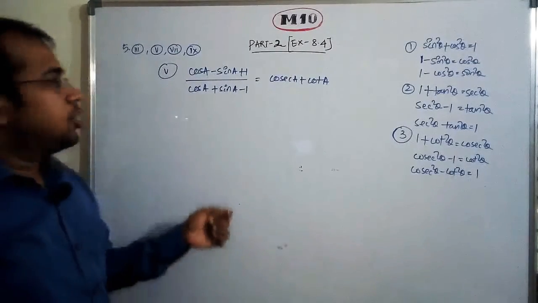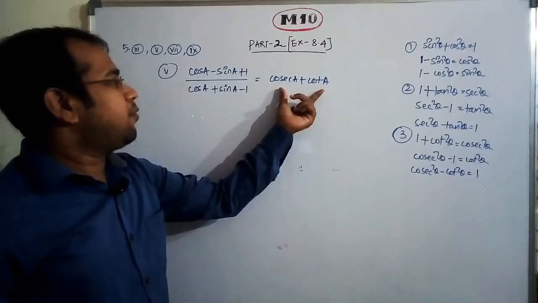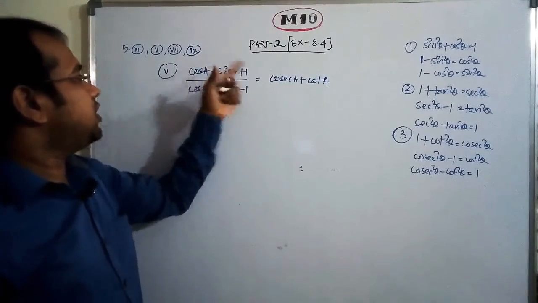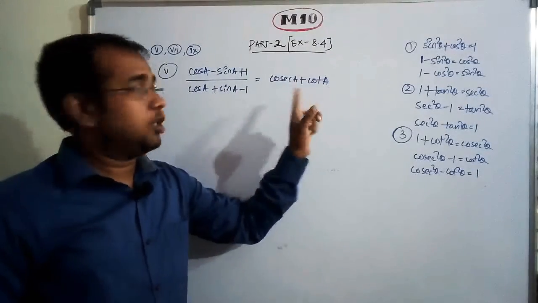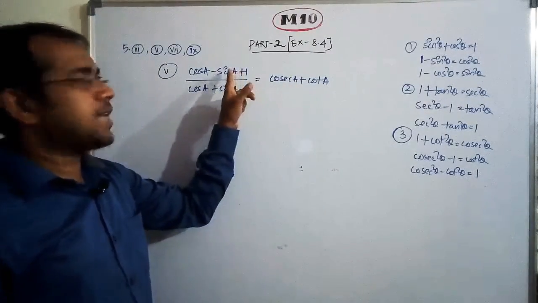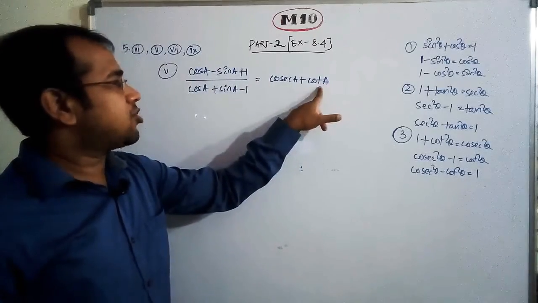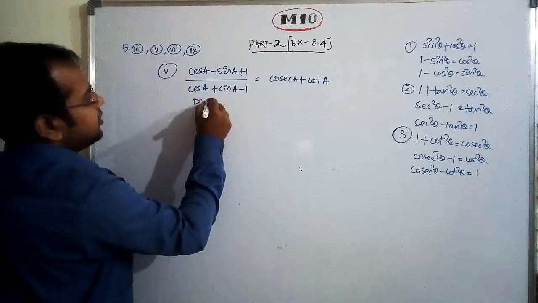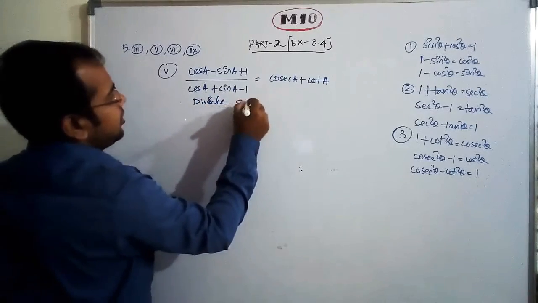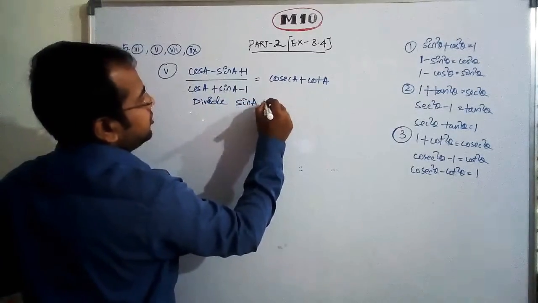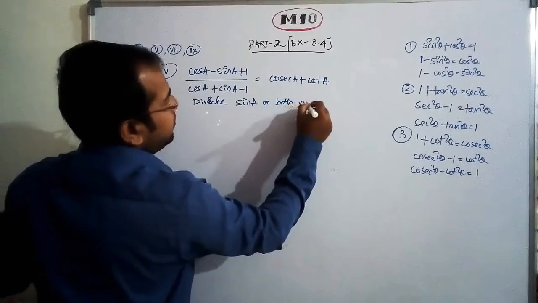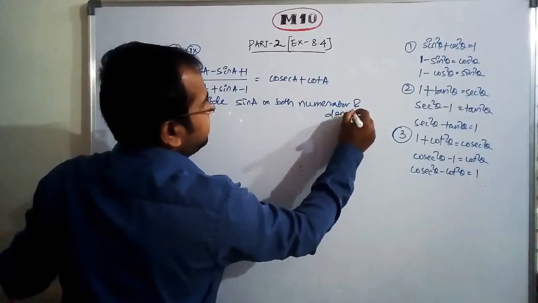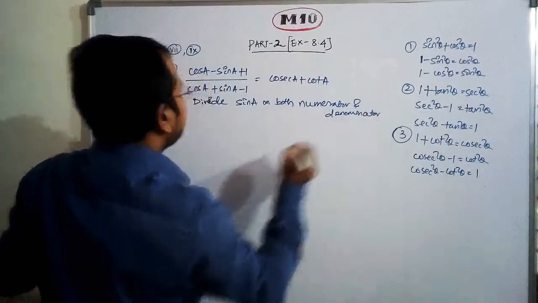Now see here. On the right hand side, you have cosec A and cot A. So let us first of all convert these terms into cosec and cot. What is cosec? It is nothing but 1 by sine. And what is cot? This is cos by sine. So let us divide sine A on both numerator and denominator. So what will you get here?